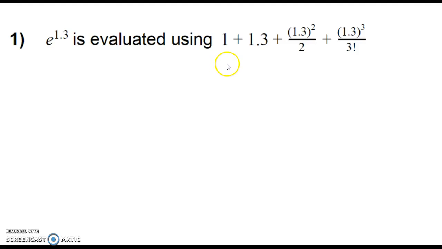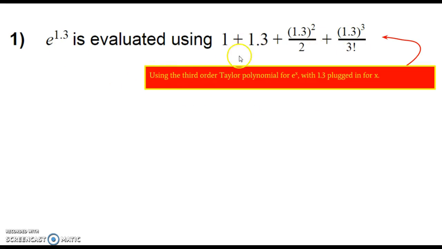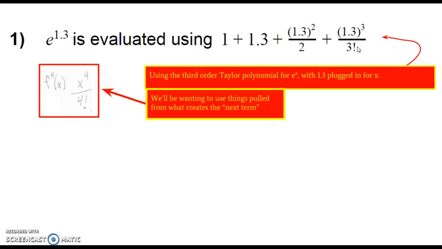We're trying to figure out how accurate we could expect our approximation to be if we were to use this polynomial to approximate e to the 1.3. You recognize this as the third order Taylor polynomial for e to the x with 1.3 plugged in for x. We also know that we're going to want to use parts of what would be used to create the next term of the Taylor series.